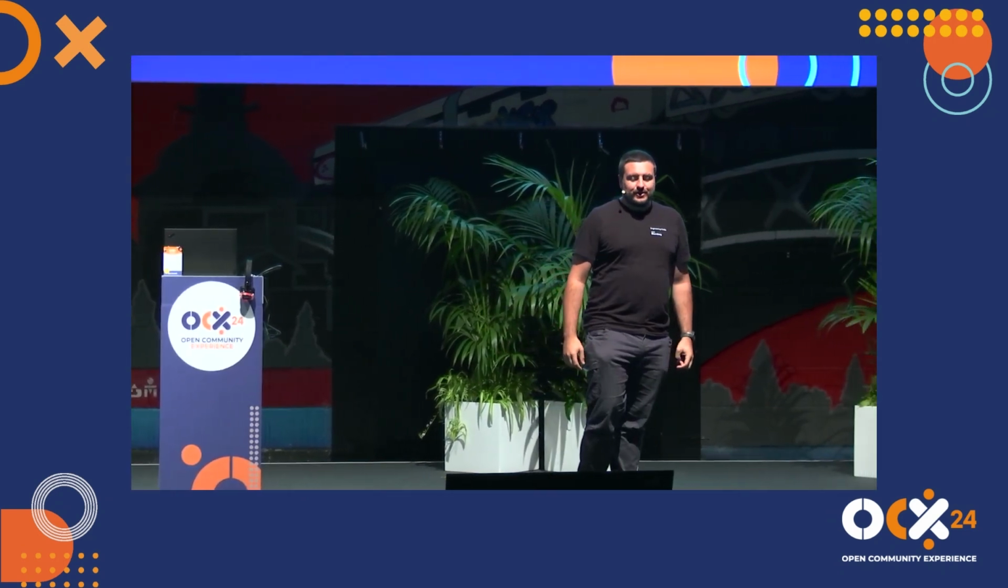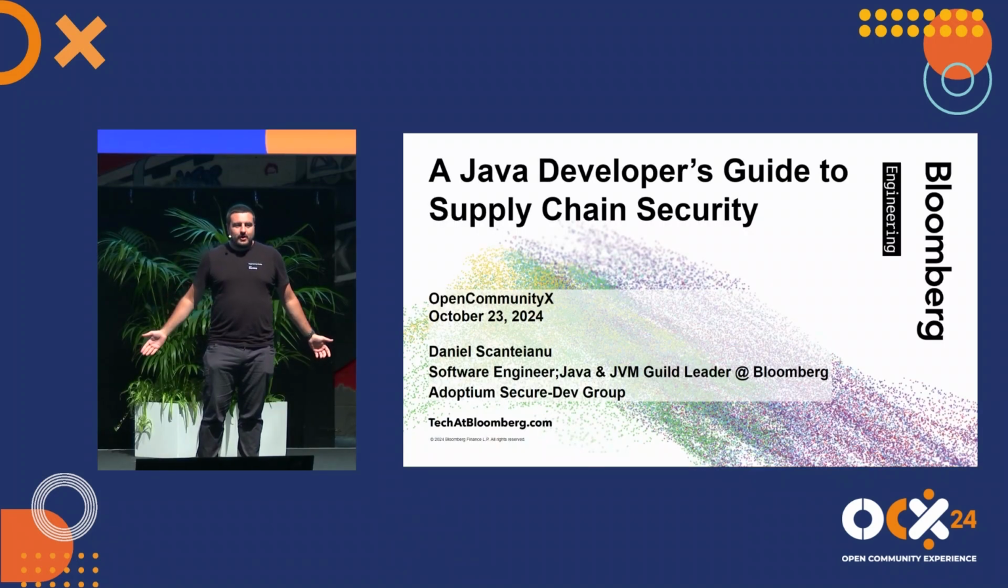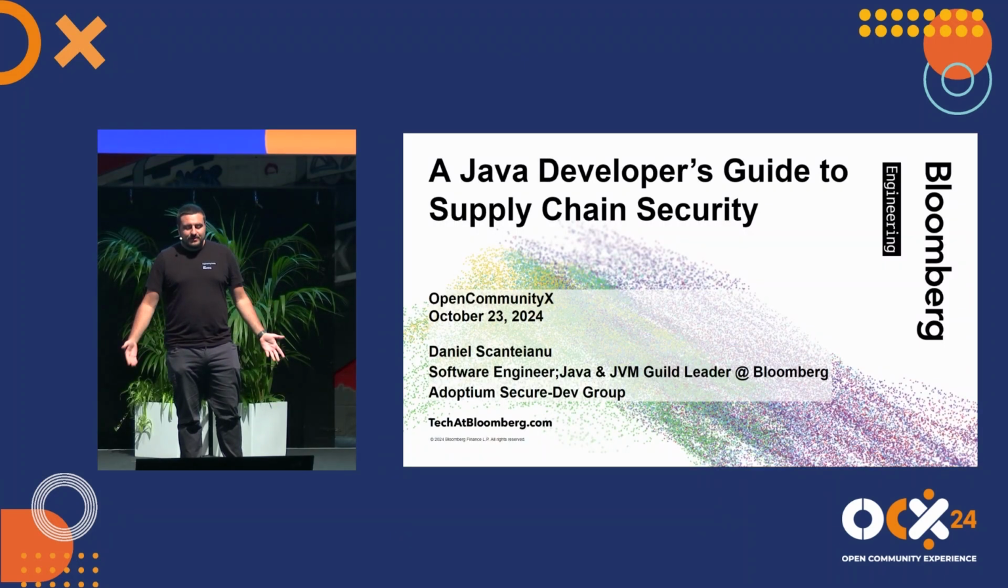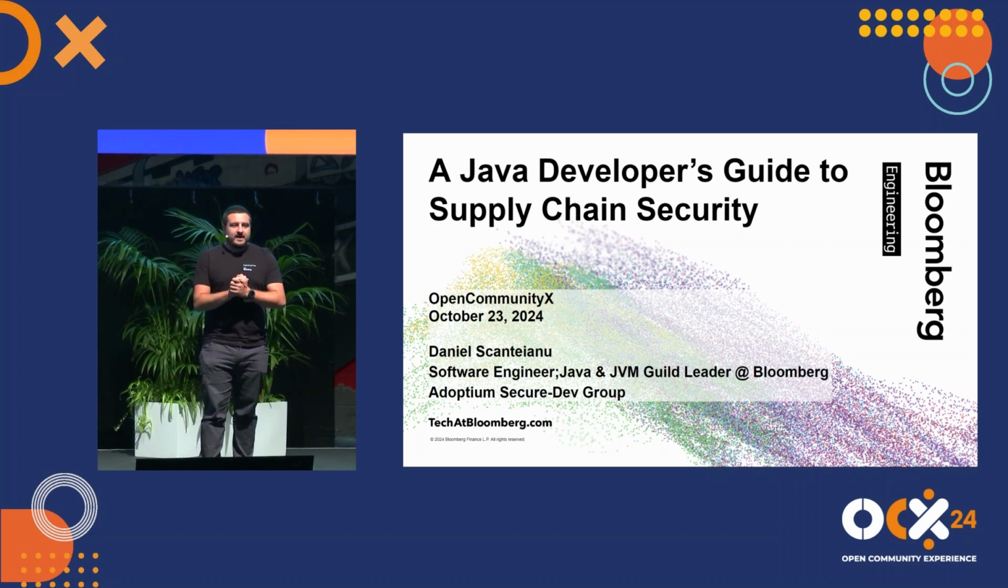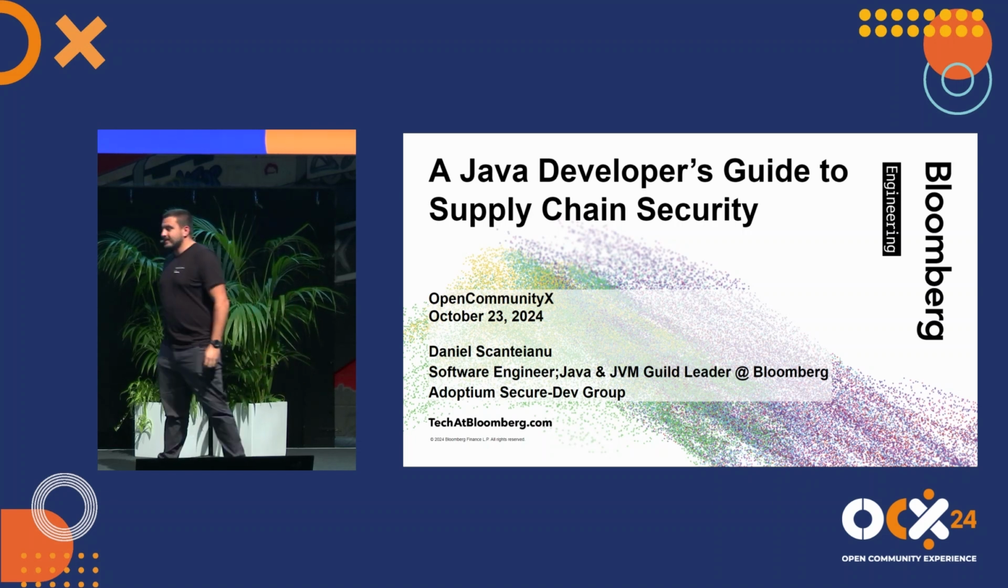I'm a software engineer over at Bloomberg. I am a guild leader in the Java and JVM guild, so this is beyond our normal day-to-day working responsibilities. What we do is we effectively are able to contribute to the community and grow Java infrastructure for teams all around Bloomberg. And beyond that, I'm also happy to participate in Adoptium in the Secure Dev working group.